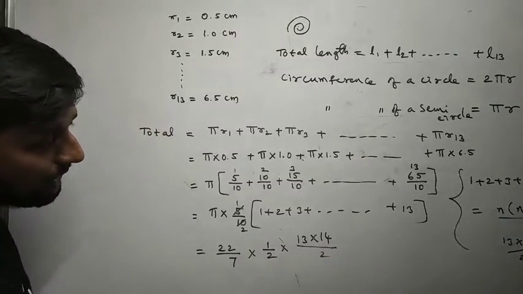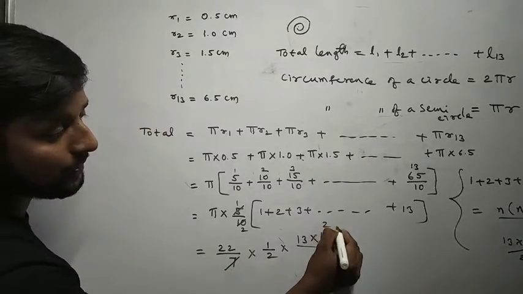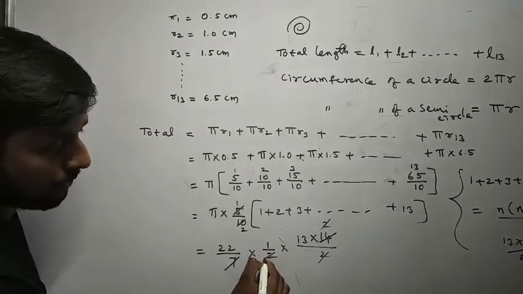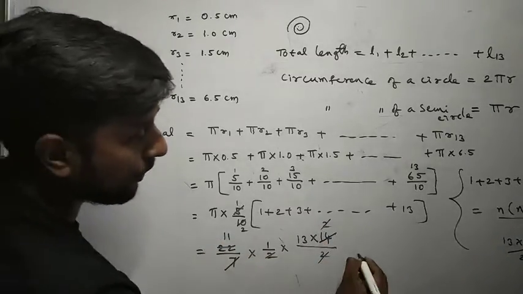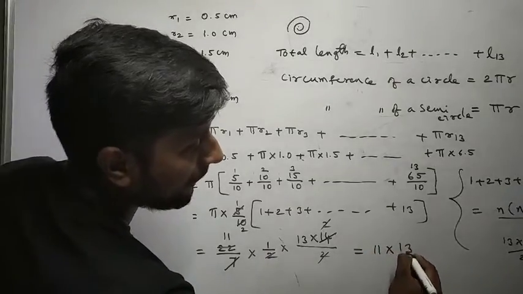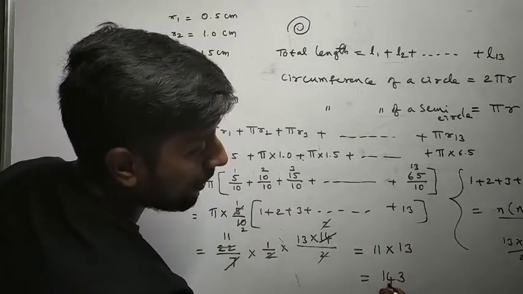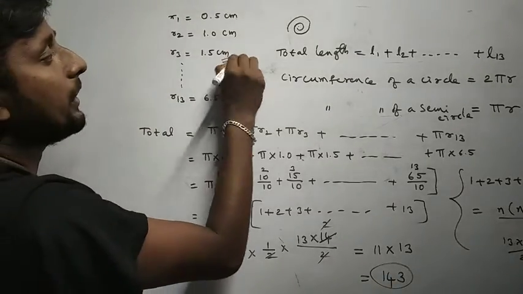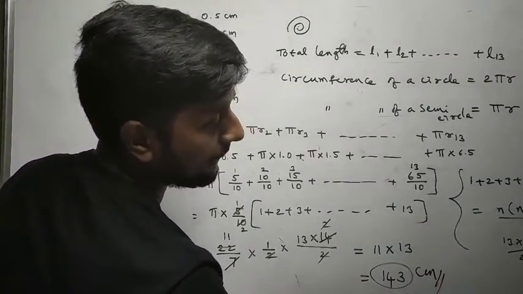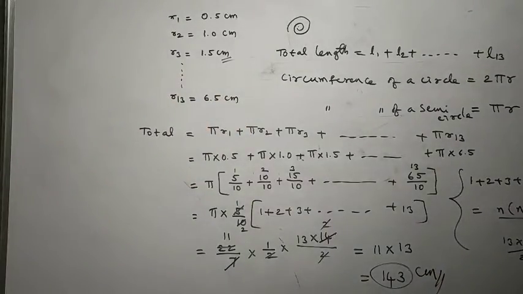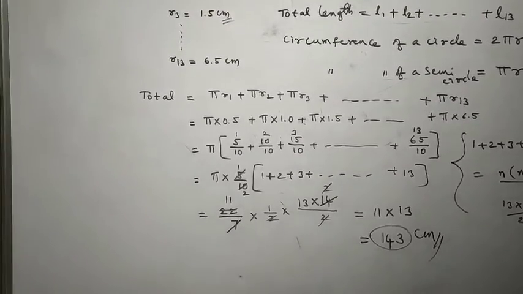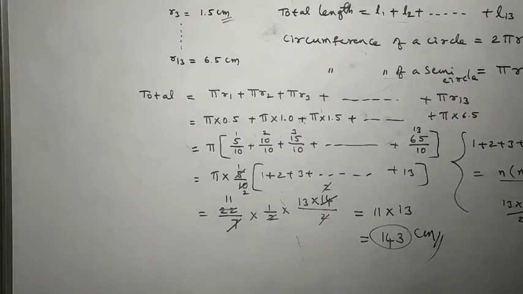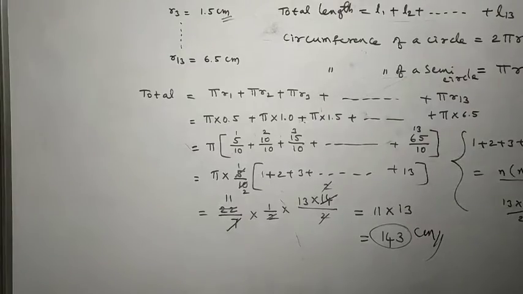If any cancellations happen, we can cancel. 7 ones are 7, 7 twos are 14, and 2 gets cancelled. 2 ones are 2, 11 times. So overall the only things left are 11 and 13. And as I know, 11 into 13 is 143. Here the unit is centimeter, so we write the unit as centimeter. So that is the way of solving, and the length of the spiral is 143 centimeters. Okay, right.